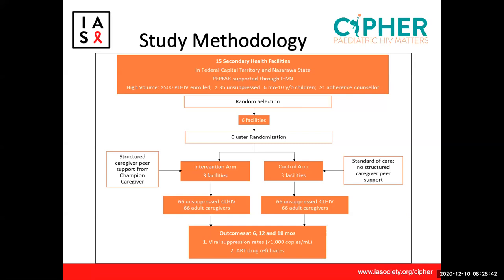The intervention arm will receive structured caregiver peer support from champion caregivers, while the control arm will continue to receive standard of care with no structured caregiver peer support. And we'll be recruiting 66 unsuppressed children and their caregivers in each of the study arms. Outcomes of viral suppression rates and antiretroviral therapy drug refill rates will be measured at 6 months, 12 months, and 18 months during the study. Next slide, please.